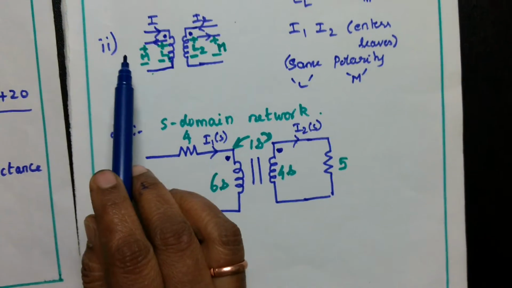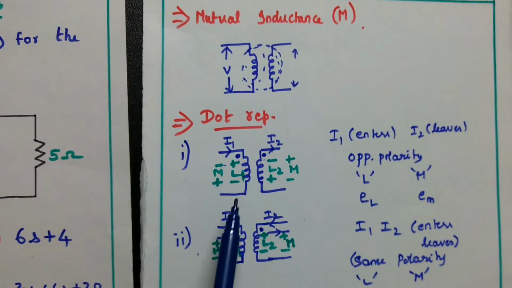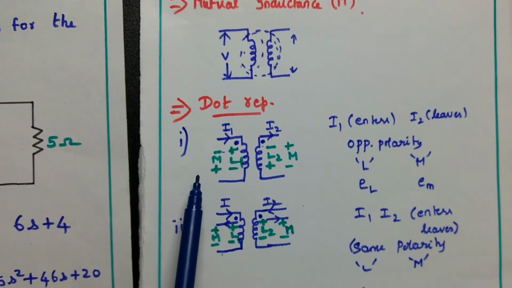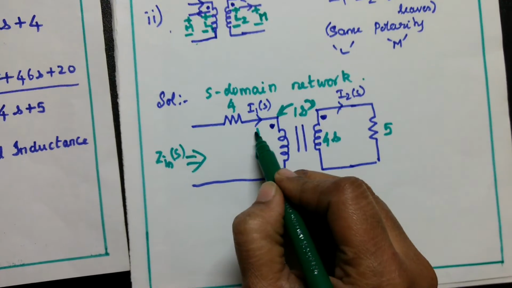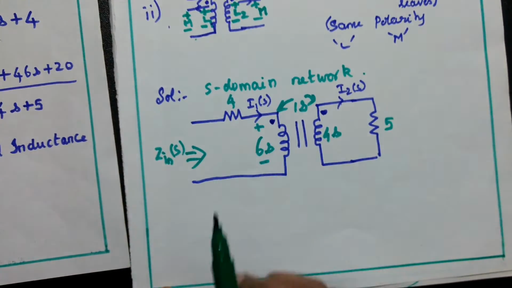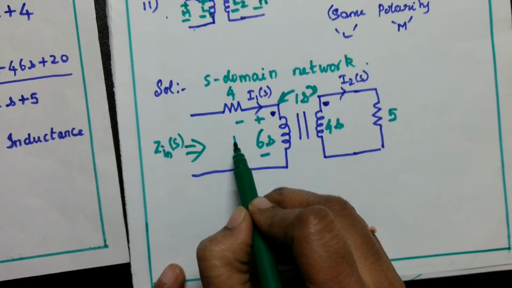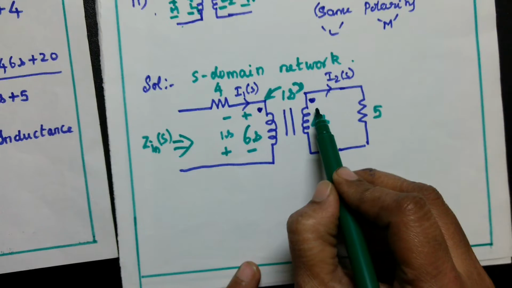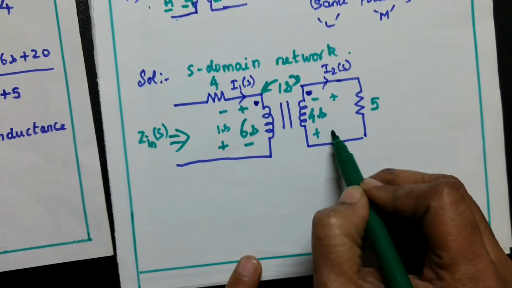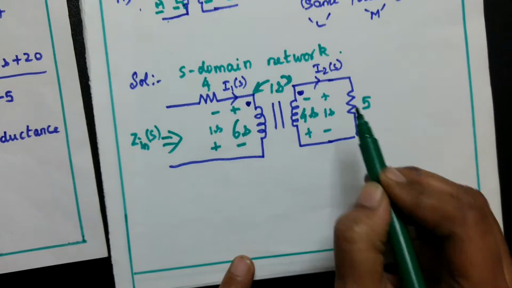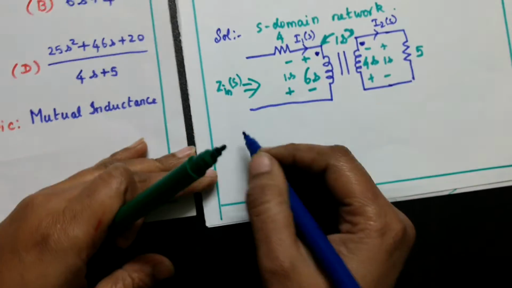So let me consider the first case. It is of opposite polarity for the self inductance terms and mutual inductance terms. So here plus minus for self inductance, and minus plus for mutual inductance. Here minus plus for self inductance and plus minus for mutual inductance 1s. So let me solve the problem by using Kirchhoff's voltage law.